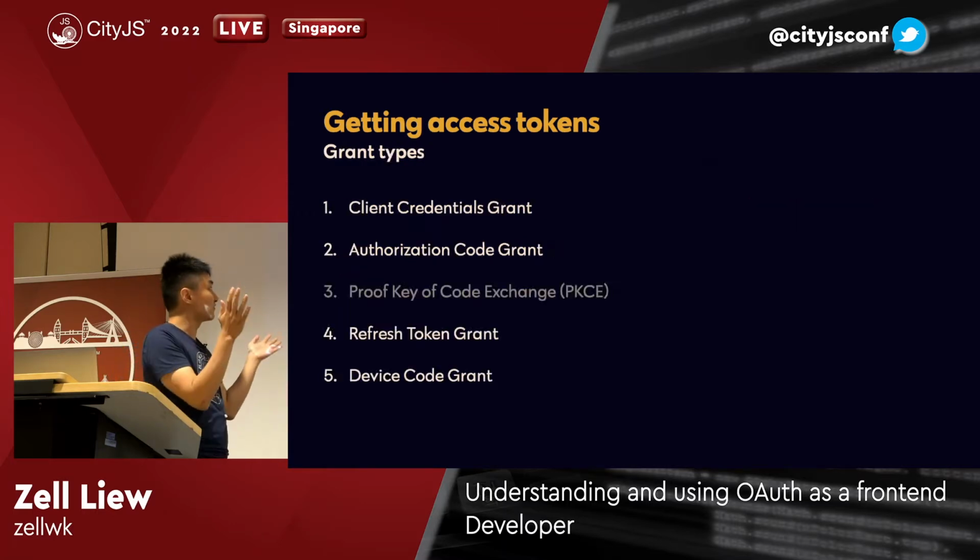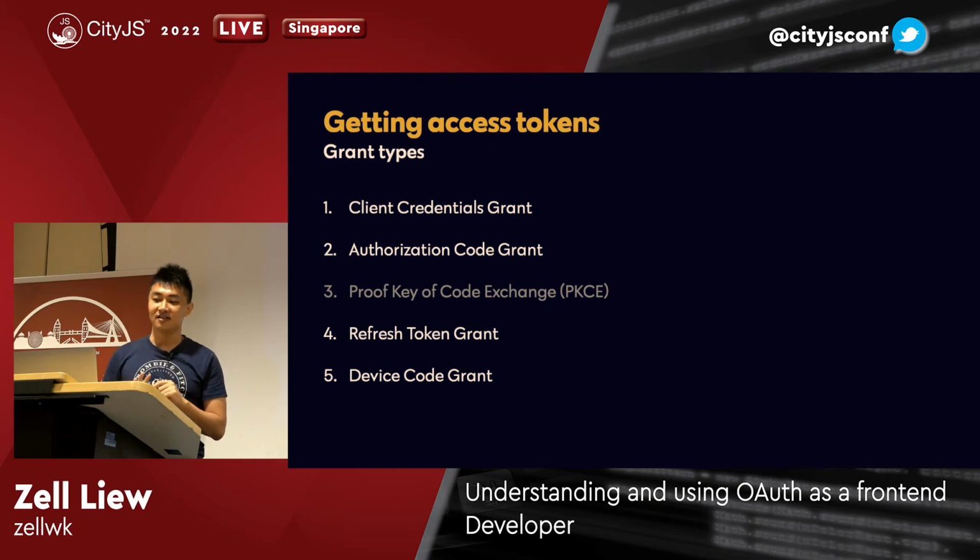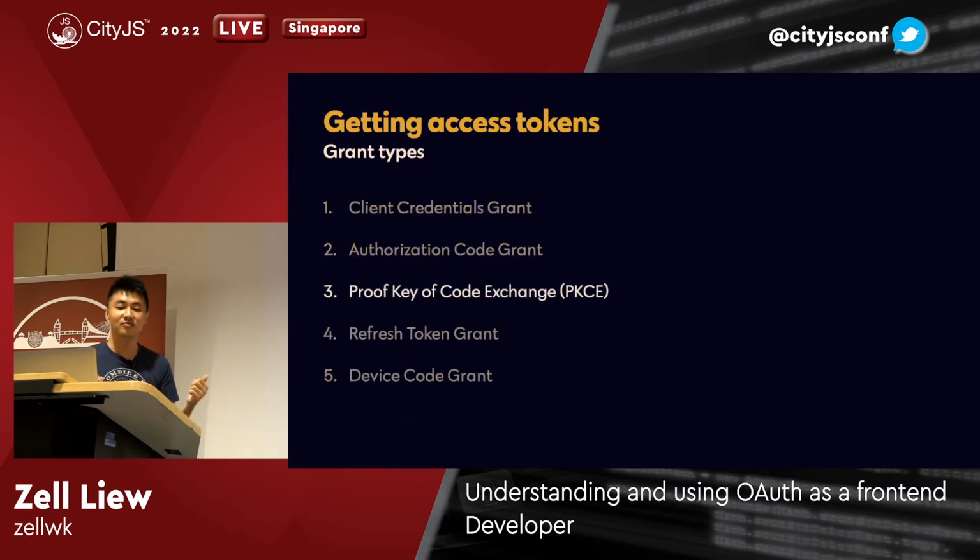Now, for all of these grant types, right? For 5 of these grant types, 4 of them can only be used with confidential clients: client credentials, authorization code, refresh token, device code. So these 4 will be used with confidential clients. The only one that can be used with public clients is this thing called proof key of code exchange. So we'll cover each one of them and what they do.